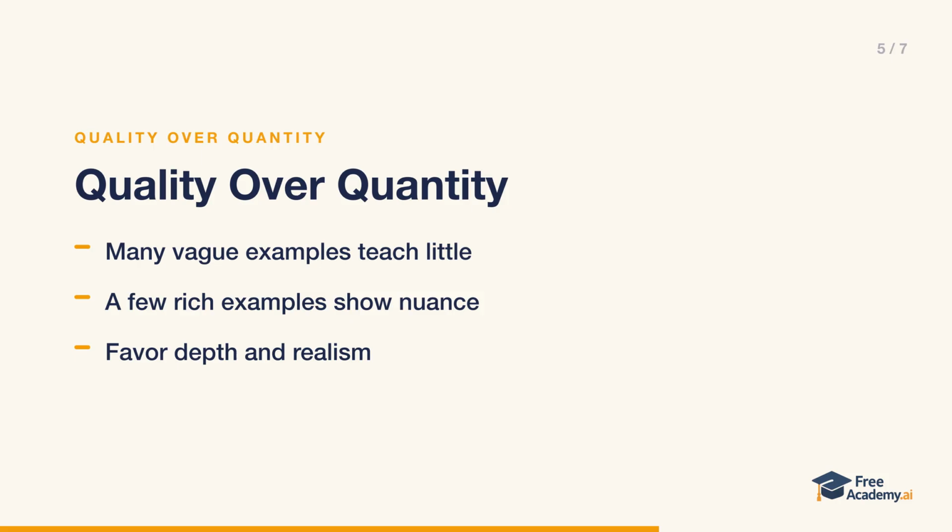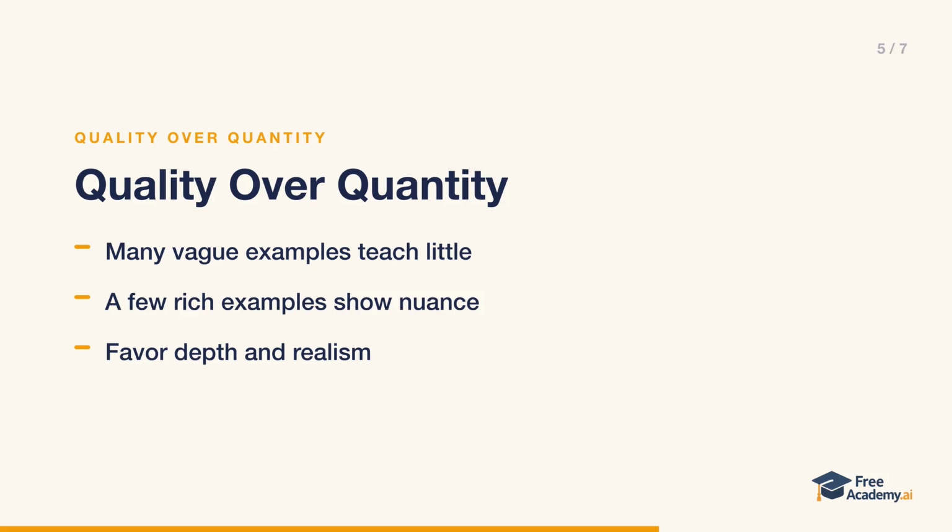Here's a counterintuitive truth: more examples is not better. Quality beats quantity. Picture 10 vague examples: good maps to positive, bad maps to negative, okay maps to neutral, and so on. They're thin and tell the model almost nothing.